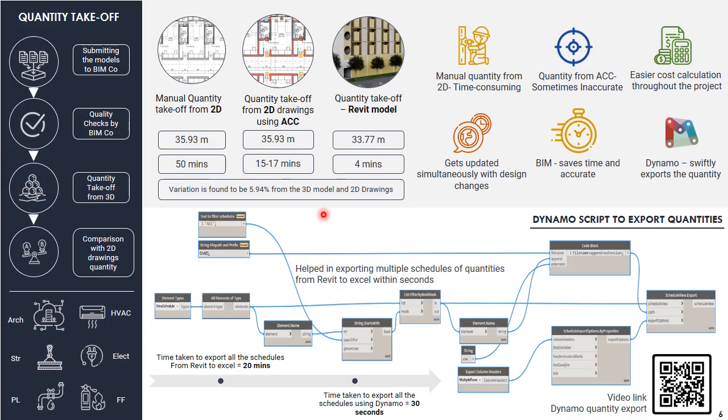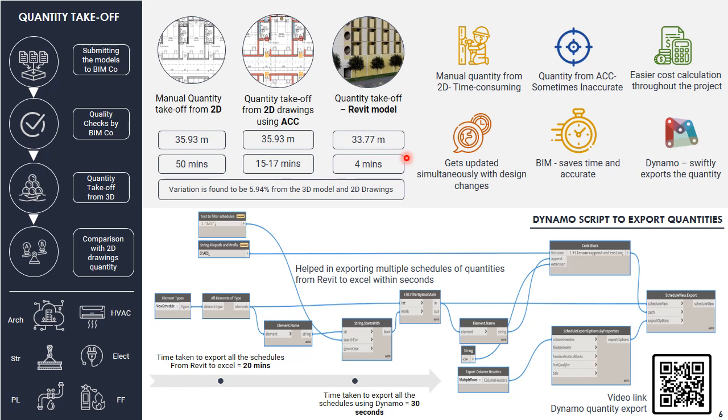Next, we move on to one of the important use cases of BIM, that is quantity takeoff, which is directly related to the cost of the project. Here we compared the quantity from 2D drawings and the quantity from the BIM model, and the result is that BIM quantity was more accurate.